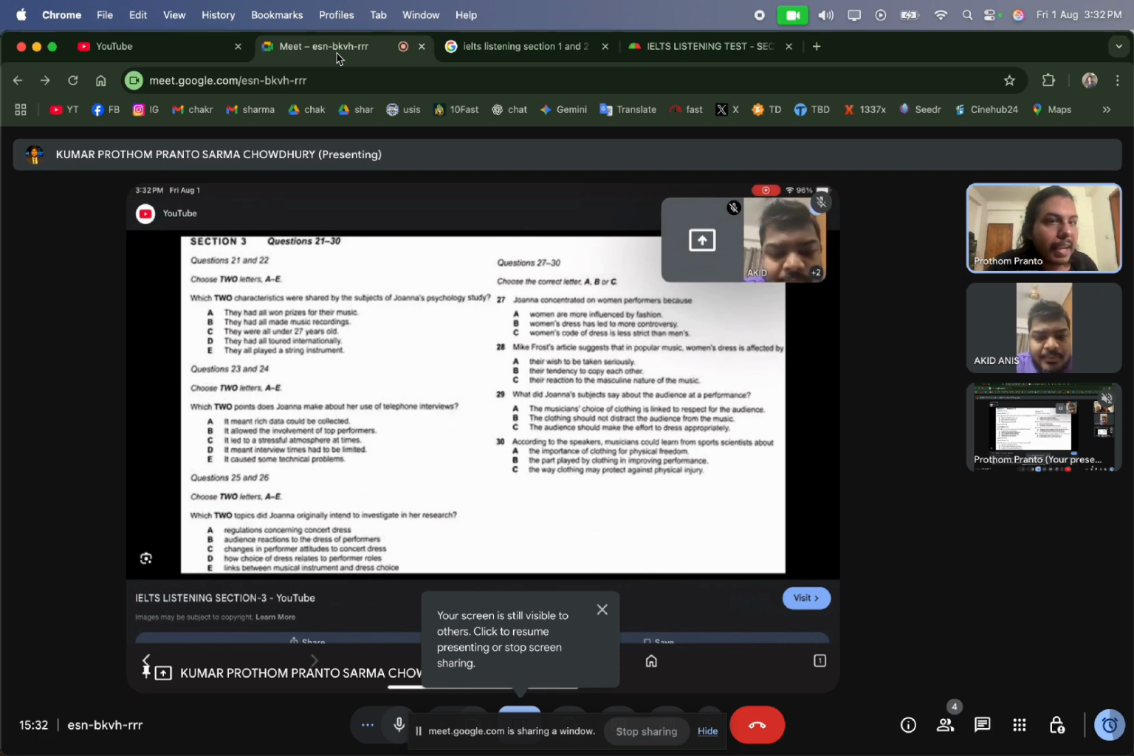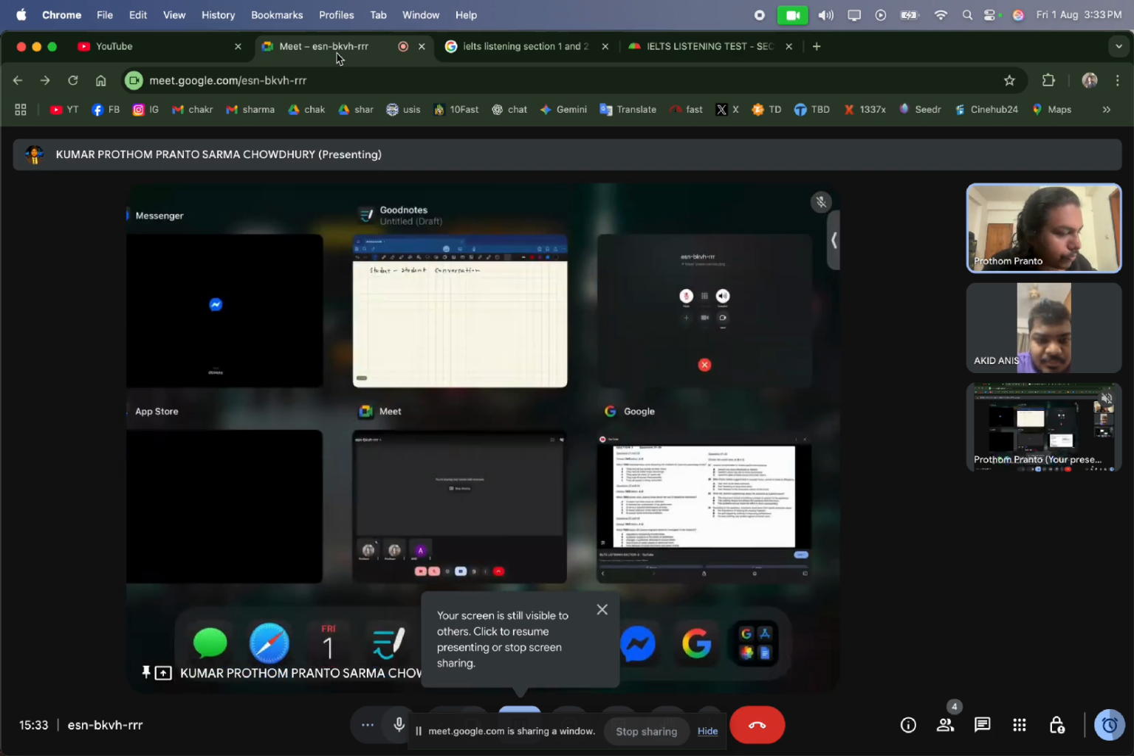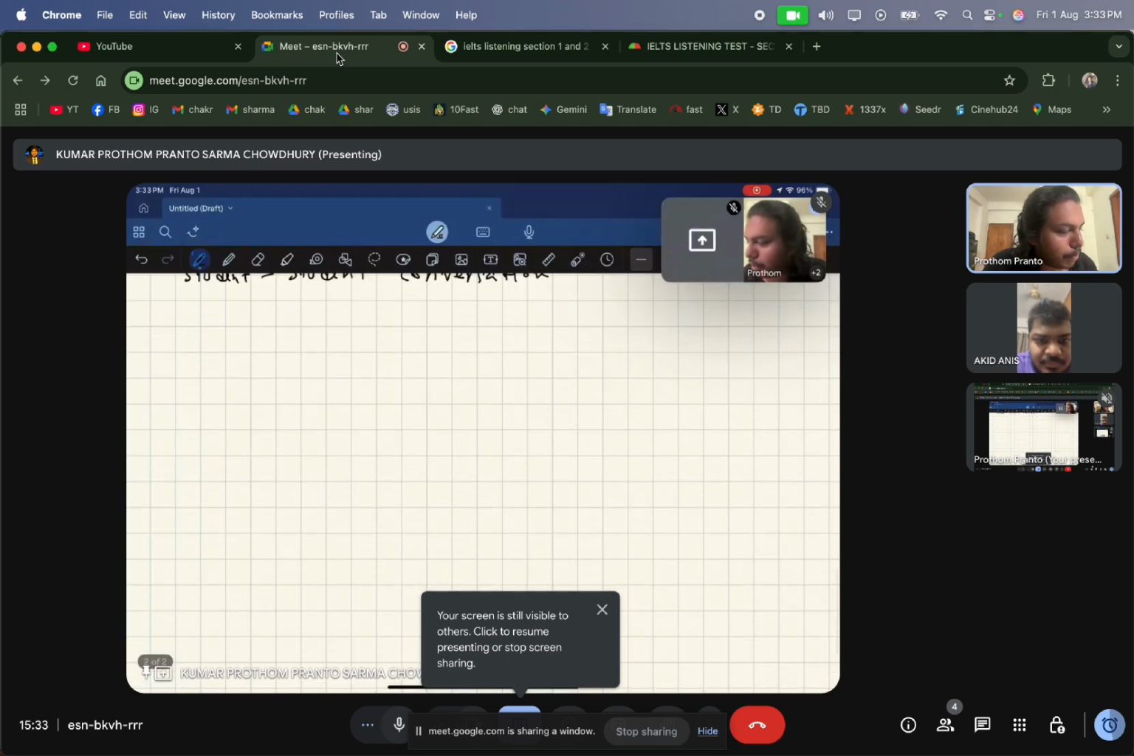In every section there will be two parts. First of all, they're going to speak for a certain amount of time, maybe for like 3 minutes. Then they're going to give you a 30-second break to look at the other questions, the second half of the questions, and infer those answers. In every section this is going to happen, except for section 4. Section 4 is the most interesting one for me.